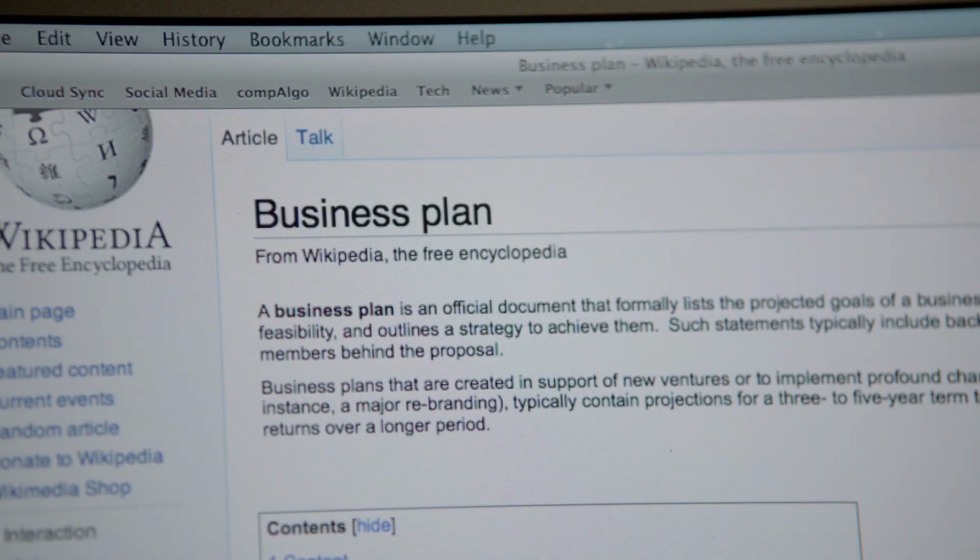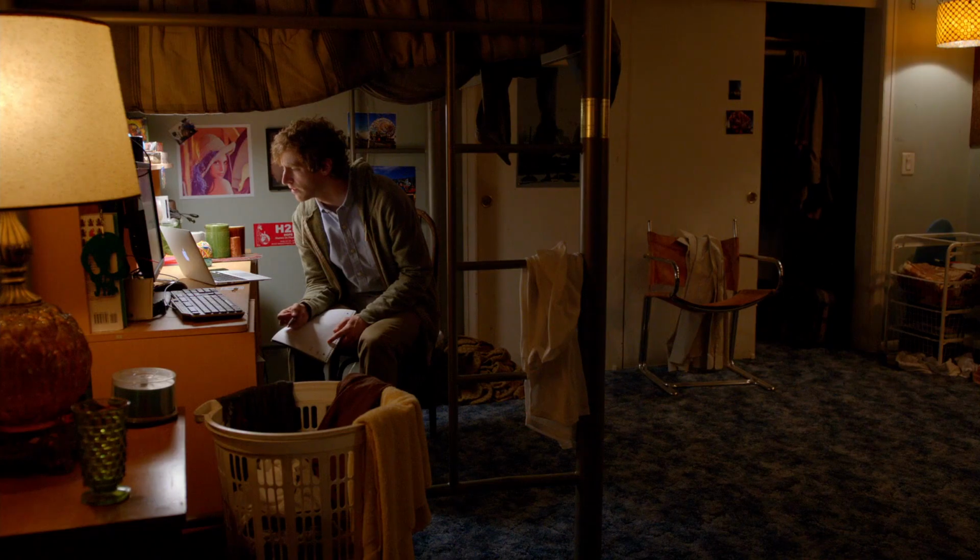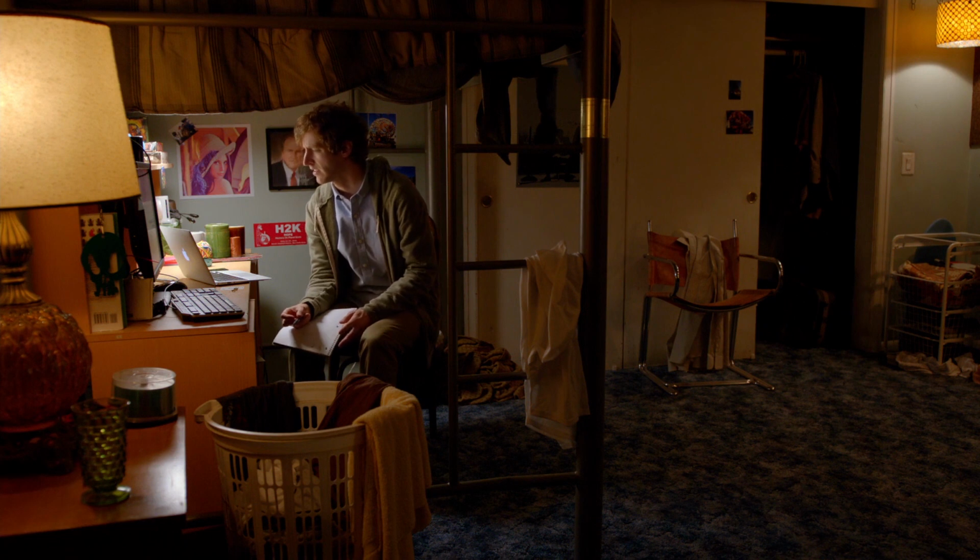Business plans that are created in support of new ventures or to implement profound changes in existing venture.